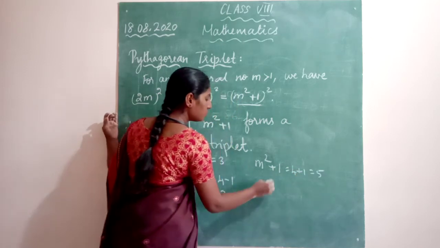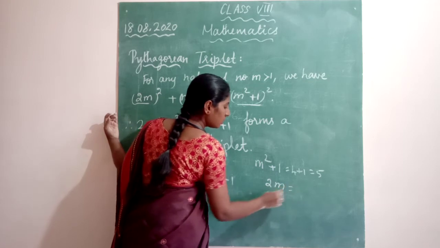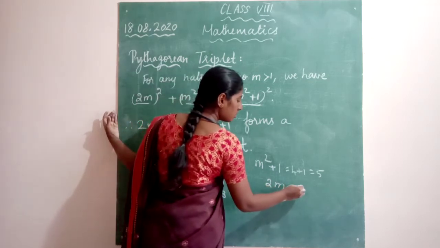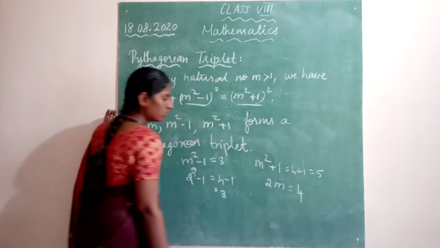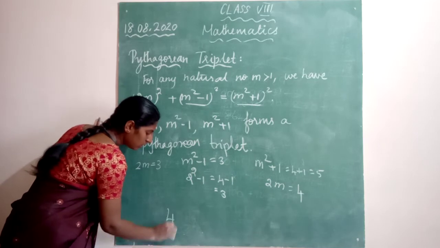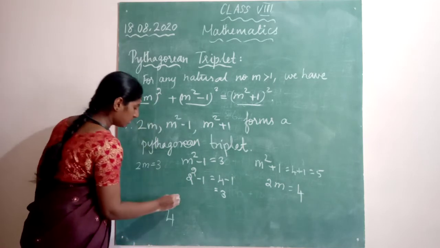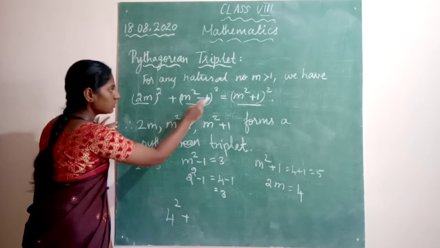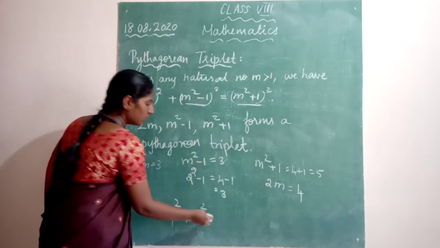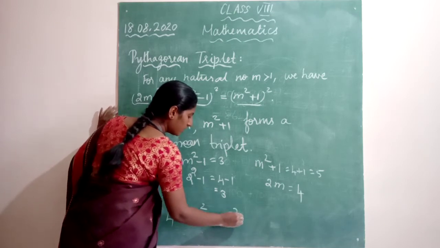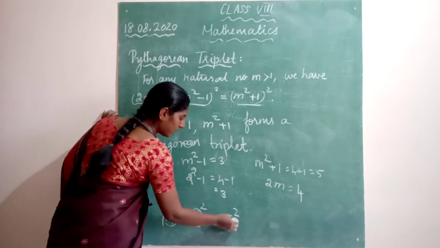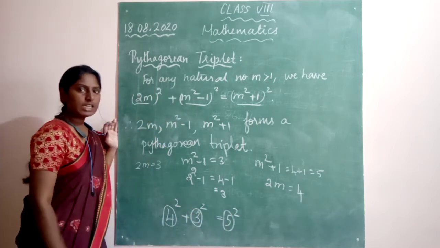Then what about 2m? Then 2m is, actually m we took it as 2. So 2m is 2 2s are 4. So here we will have, in place of 2m we will have 4 square plus, in place of m square minus 1 what we will have? 3 square equal to what we will have? 5 square. So the numbers 4, 3 and 5 form a Pythagorean triplet.